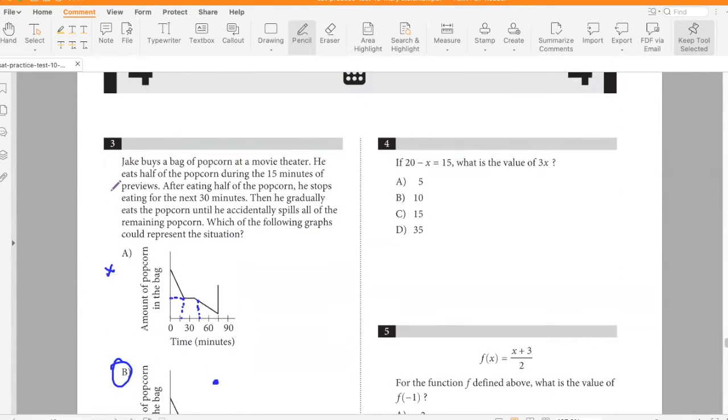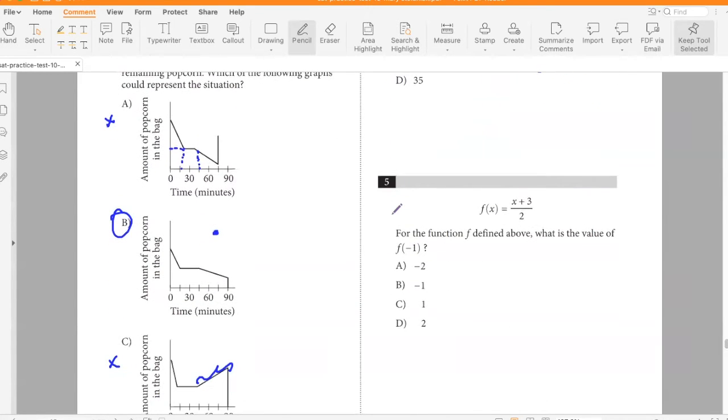If 20 minus x is 15, what is the value of 3x? So 20 minus x is 15. So x is 5. So 3x is 15. For the function defined above, what is the value of f(-1)? So f(-1) would be (-1 plus 3) by 2, which is 2 by 2, which is 1.